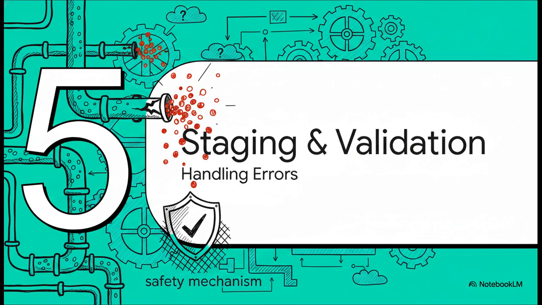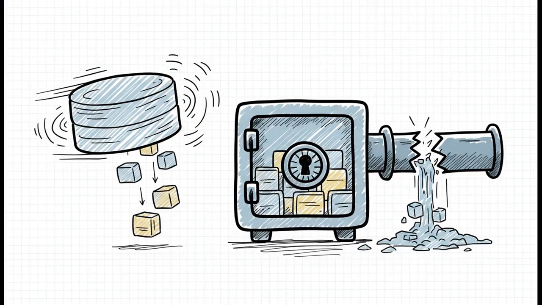Section 5. Staging and Validation. When you're dealing with millions of records, things will inevitably go wrong. So we need safety mechanisms to keep these massive data pipes from bursting. The absolute most critical safety mechanism is staging. Why do we need it?